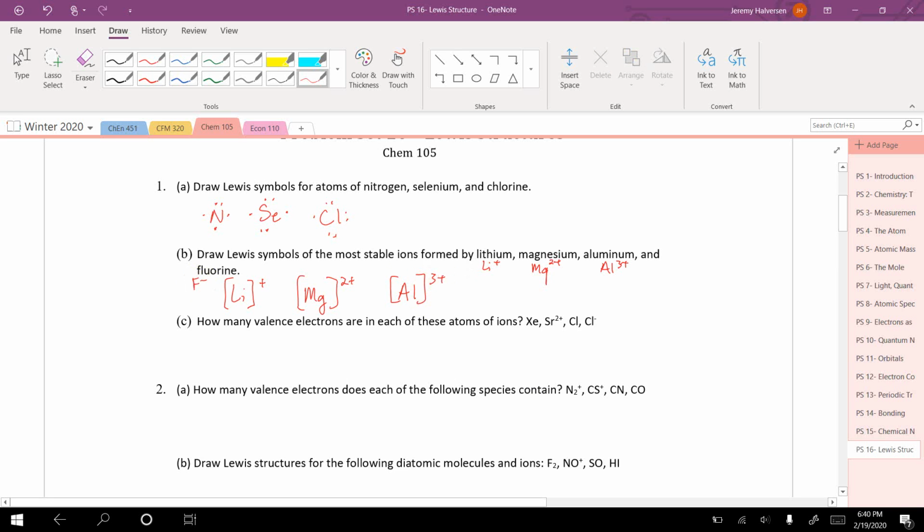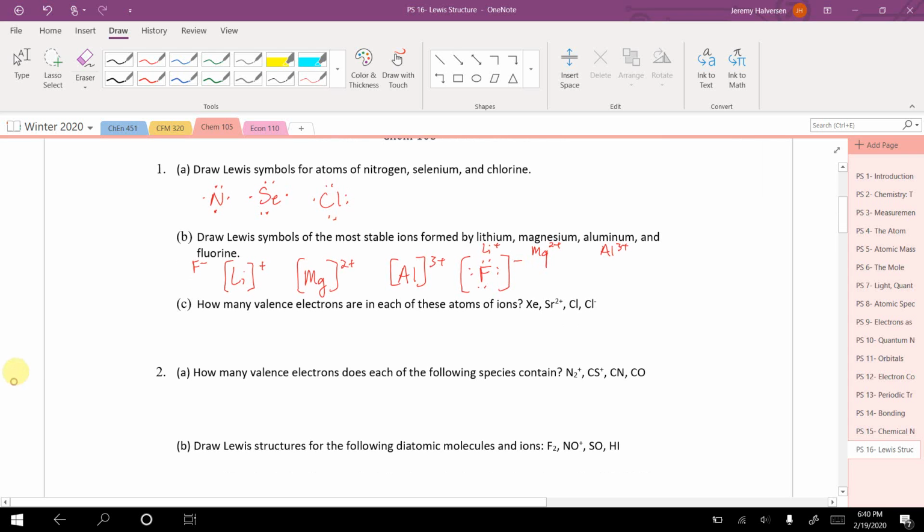And then fluorine forms an F-, so normal fluorine is 1, 2, 3, 4, 5, 6, 7. F- has an additional electron, so that would make 8. And then I put that in brackets with the minus. So those are Lewis symbols for ions.